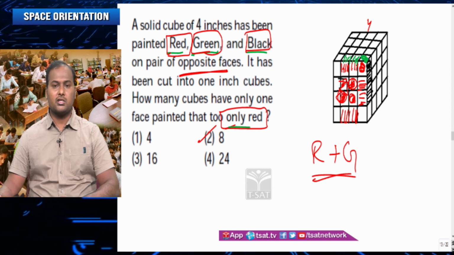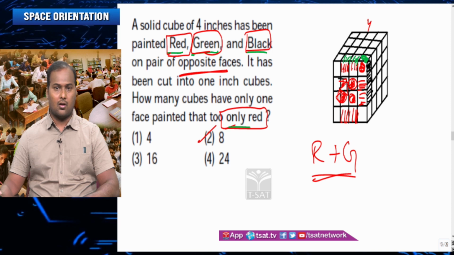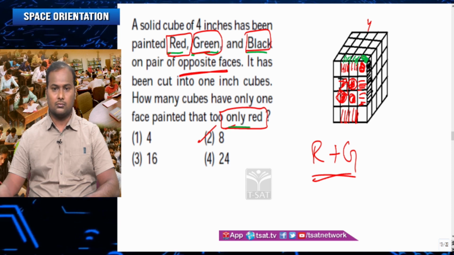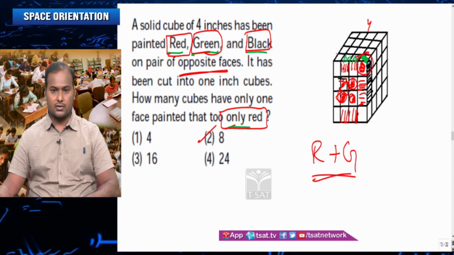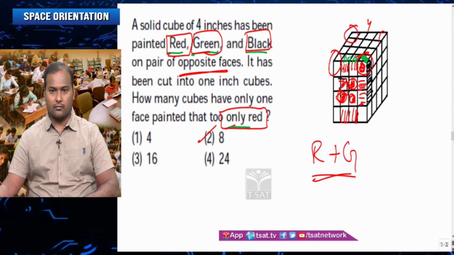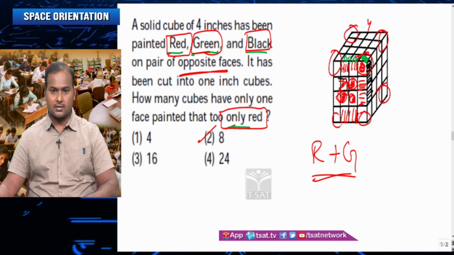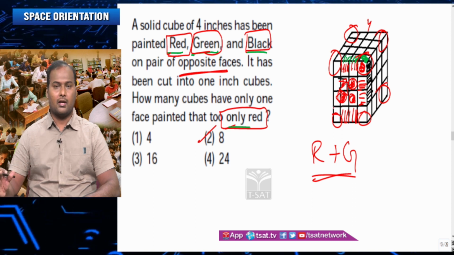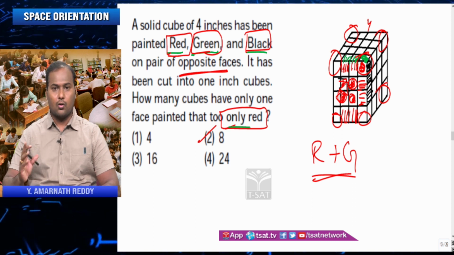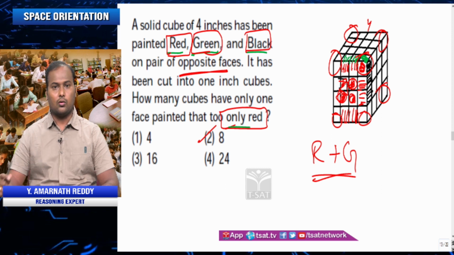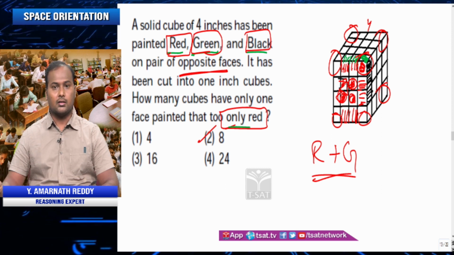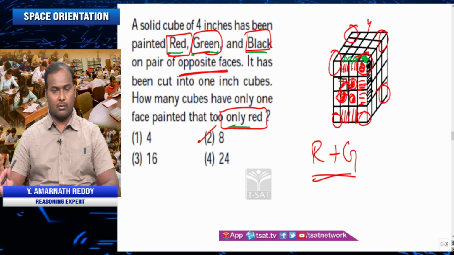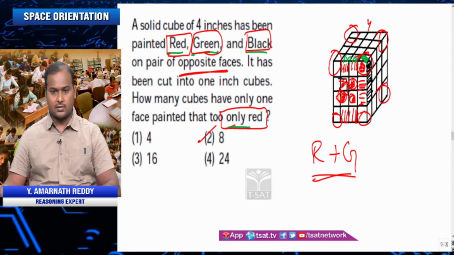If the question is how many small cubes with all the 3 colors? All the 3 colors are possible on the corners, right? On the corners. 1, 2, 3, 4, 5, 6, 7, 8, on the other side as well. So you need to imagine all the colors. Simply, 1 color is always center, 2 colors always edges, 3 colors always corners. You remember this logic, you will get the answer fast.